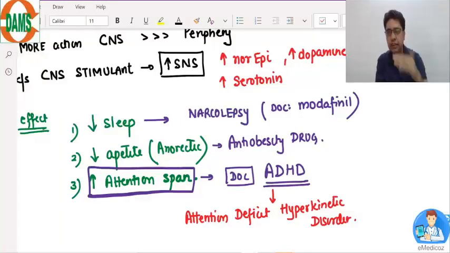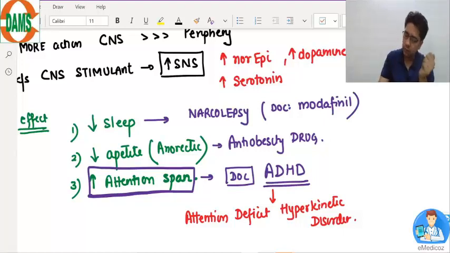Let's see which drug among the amphetamine group is considered a drug of choice for ADHD. ADHD is a disease which is generally seen in small children. Their attention span or concentration span is very poor. That child cannot sit at one place. That child cannot read, because the concentration span is very poor. So don't you think those children will have very poor academic performance? So let's see what drugs we have for ADHD.